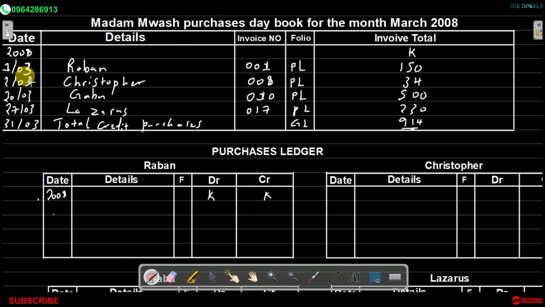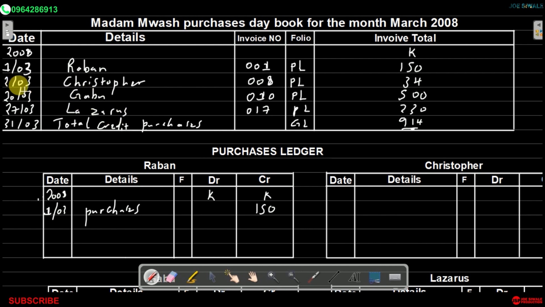You can see that our first transaction occurred on the 1st of March, and the supplier that was involved is Laban. So we are going to say on the 1st of March, purchases, and that amount is going to be credited. So we're going to credit 150.